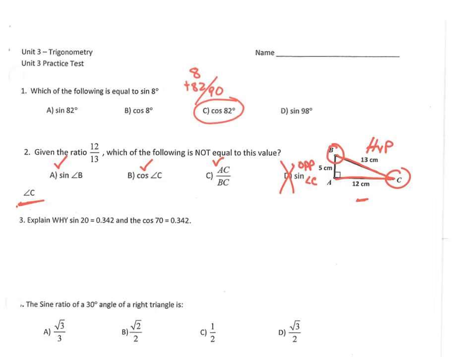Number 3, explain why sine of 20 equals 0.342 and the cosine of 70 equals 0.342. So that is true because in a right triangle I can have angles of 70 and 20 in there. Then these could be sides of 0.342 to 1. So the sine of 20, the opposite from angle 20, is 0.342, and the adjacent of angle 70 is 0.342. Sine of 20 and cosine of 70 use the same sides in the right triangle.